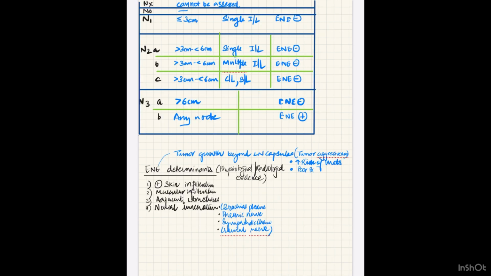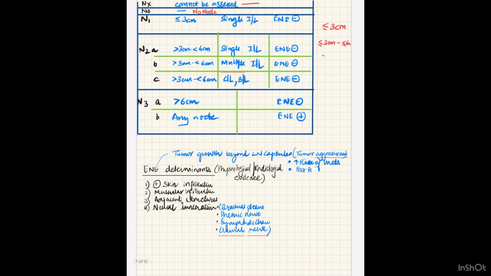Let us talk about the nodal status now. So nodal status, we all know NX means it cannot be assessed, N0 means no node. Now three numbers we have to remember: less than or equal to 3 centimeter, greater than 3 to less than or equal to 6 centimeter.